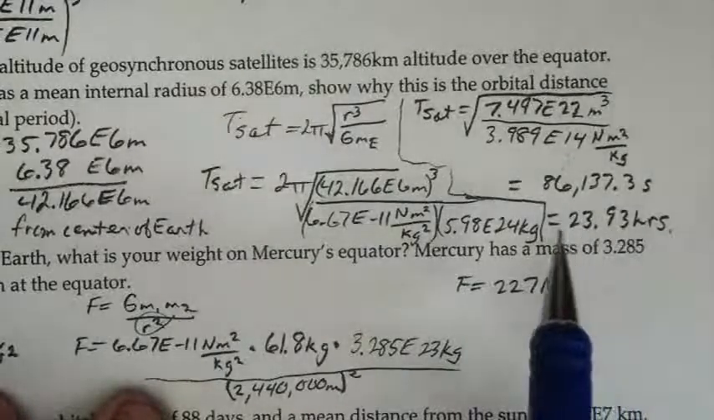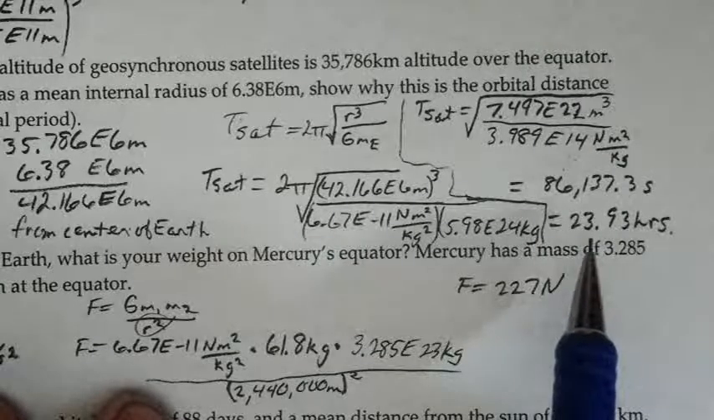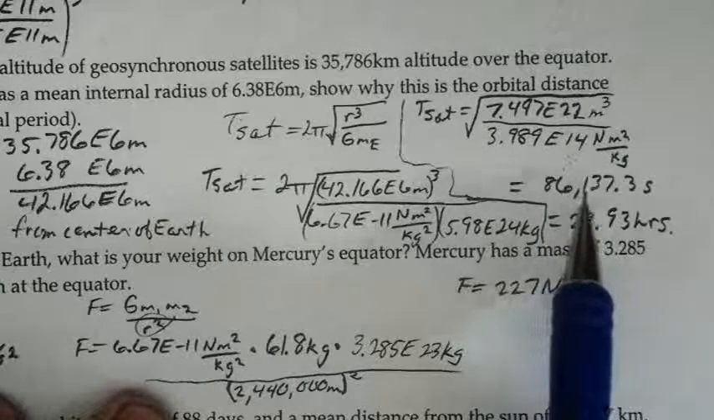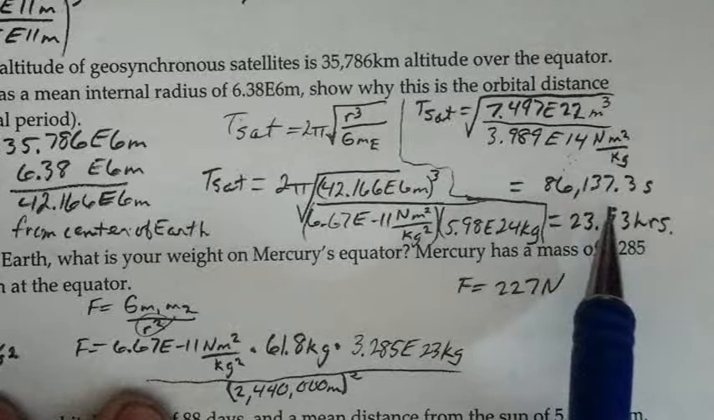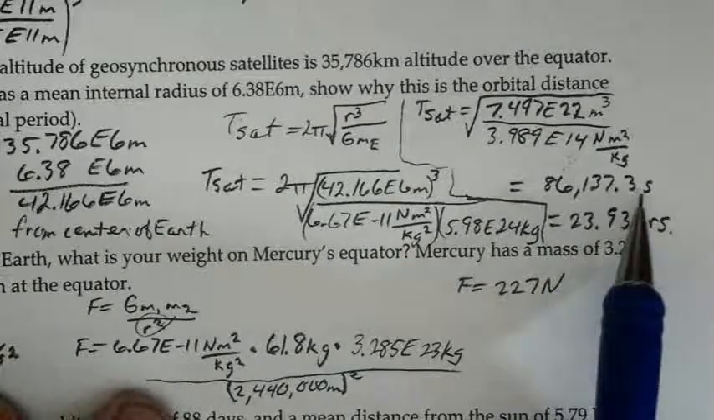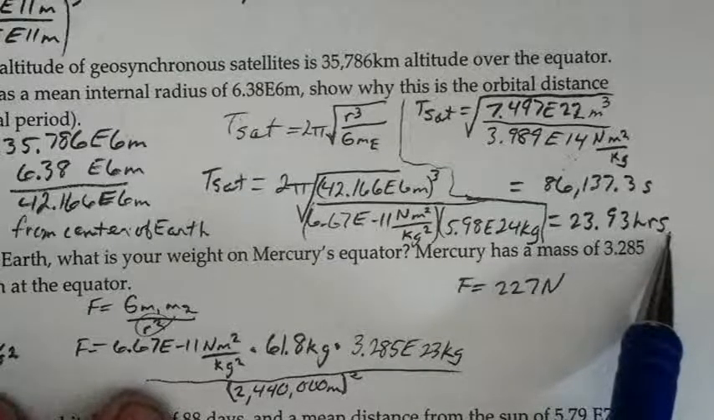I want it in something usable. Let's not leave it in seconds. Let's get it in something people are used to using. If I divide by 3600, I get hours. That's what I mean to say, hours. Slightly under 24 hours, which actually goes back to number 7.